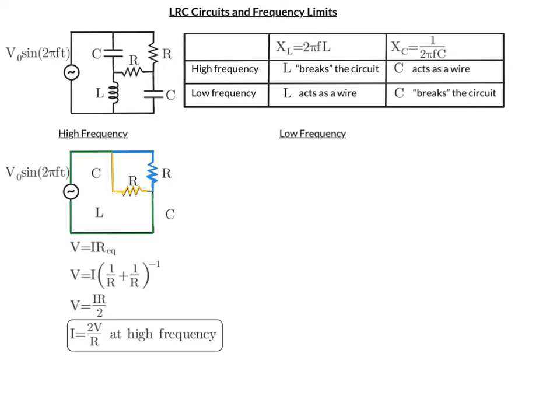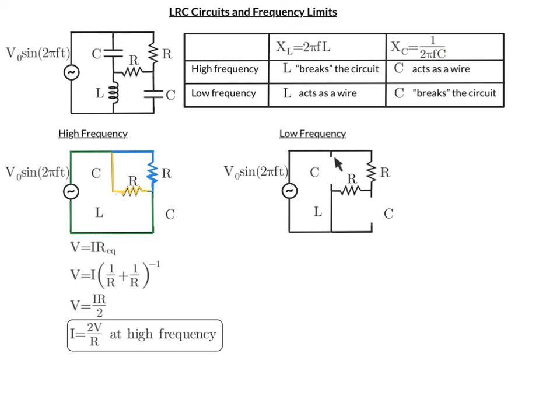Now let's look at the same thing at low frequencies. So here we have the new circuit, because at a low frequency, the inductor acts as a wire. It doesn't impede the current flow. So here we have the wire where we used to have an inductor. But then the capacitor breaks the circuit, so there is no current flowing through the capacitors here anymore, and this is the circuit we're ending up with.